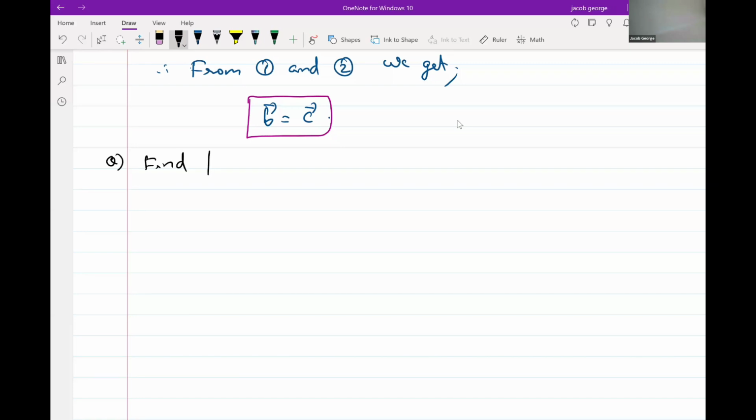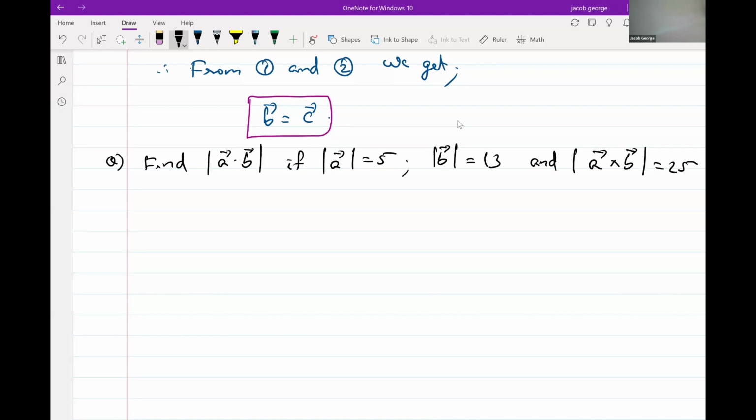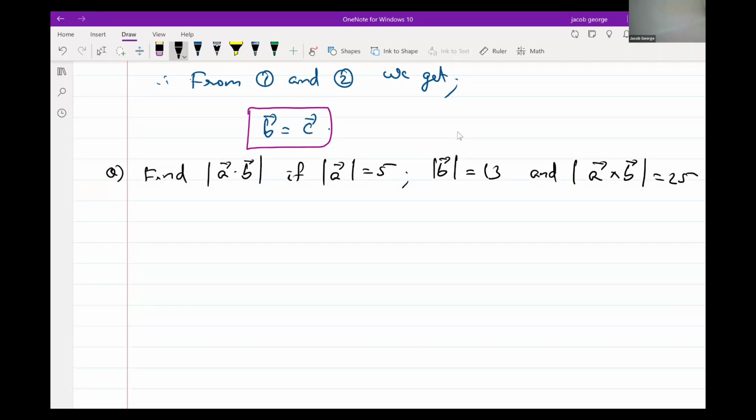Find magnitude of vector A dot vector B if magnitude of vector A is equal to 5, magnitude of vector B is equal to 13, and magnitude of vector A cross vector B is equal to 25. Okay.